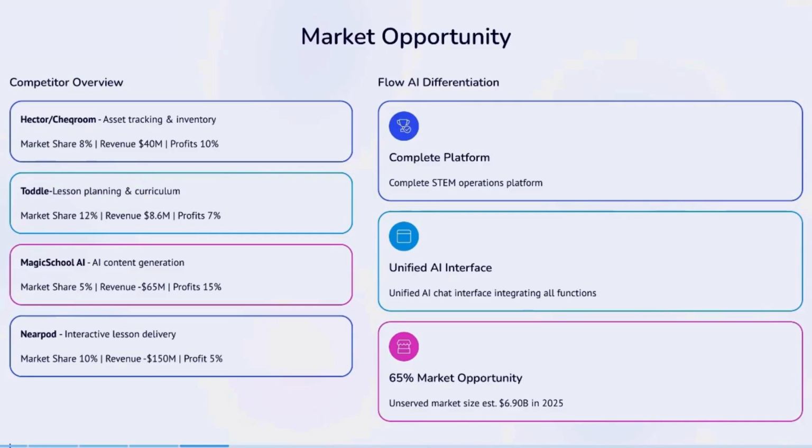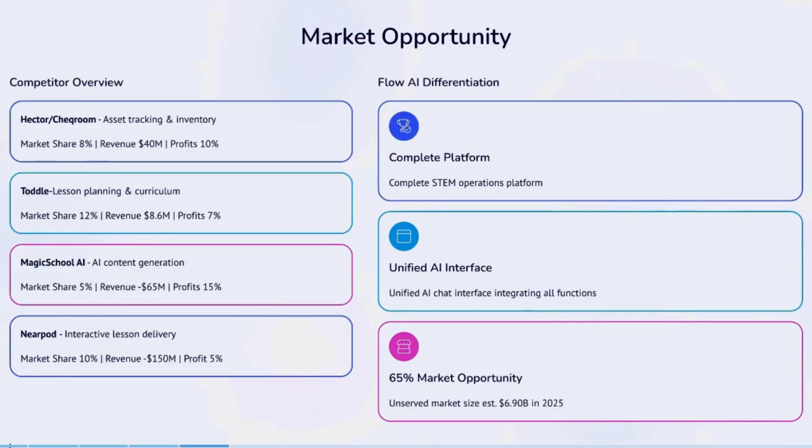I'm here to discuss the market opportunities for Flow AI. When we look at the current competitive market, we see that most existing solutions are highly specialized and focus on solving one part of the problem. For example, Hector and Checkroom primarily focus on asset tracking and inventory management. Together, they hold around 8% market share with revenue around $40 billion, and the profit margin is around 10%.